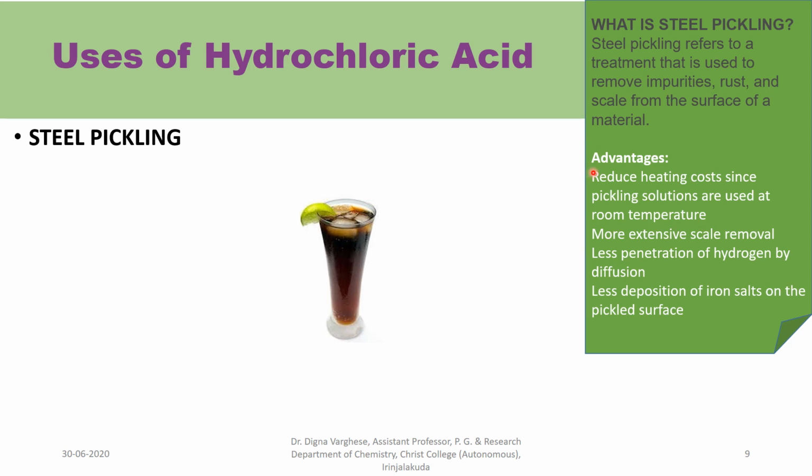Hydrochloric acid is used for steel pickling. Some advantages are there. That is, reduced heating costs since pickling solutions are used at room temperature. More extensive scale removal. By this, less penetration of hydrogen by diffusion, less deposition of iron salts on the pickled surface.